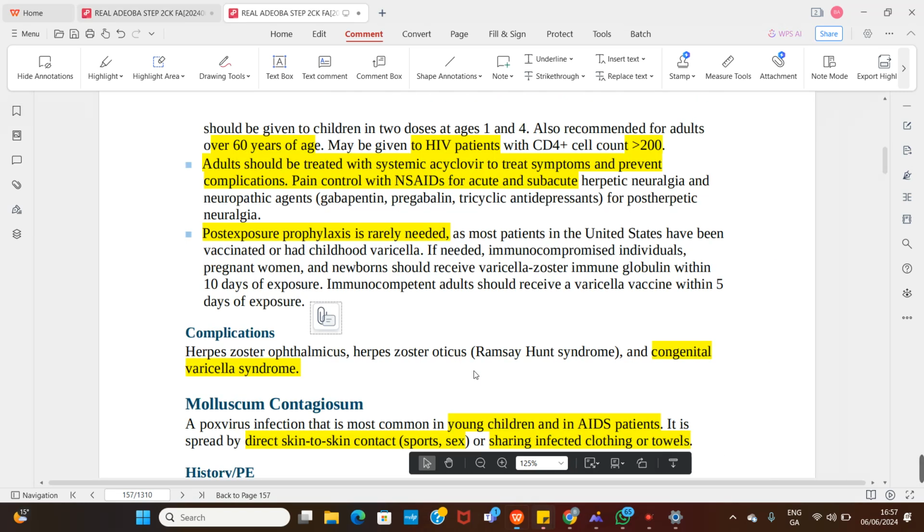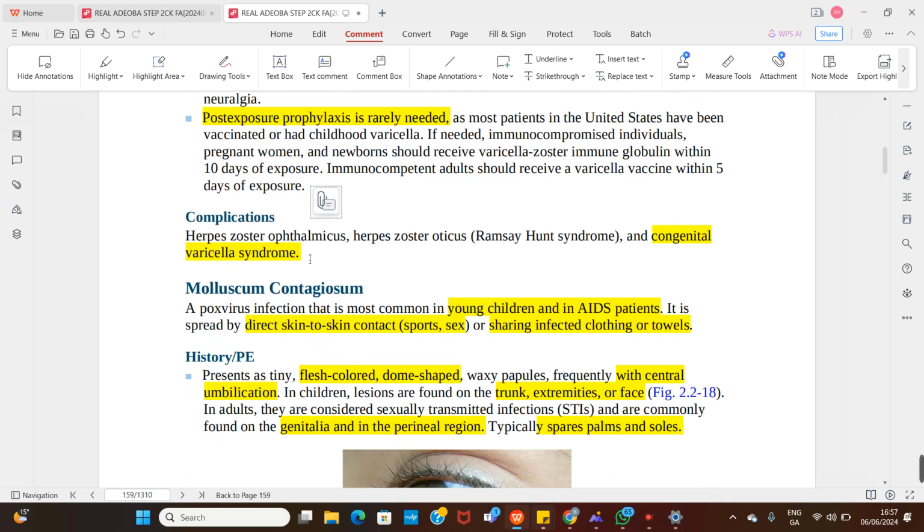Okay, so we have talked about that. We already know the complication, the ophthalmic cause, give your acyclovir, your Ramsey-Hunt syndrome, as well as your congenital varicella syndrome. And this is a congenital infection that happens usually within the first and second trimester from varicella infection. So the mother can transmit the varicella to the child, particularly within the first and the second trimester, and the child can develop these congenital anomalies.